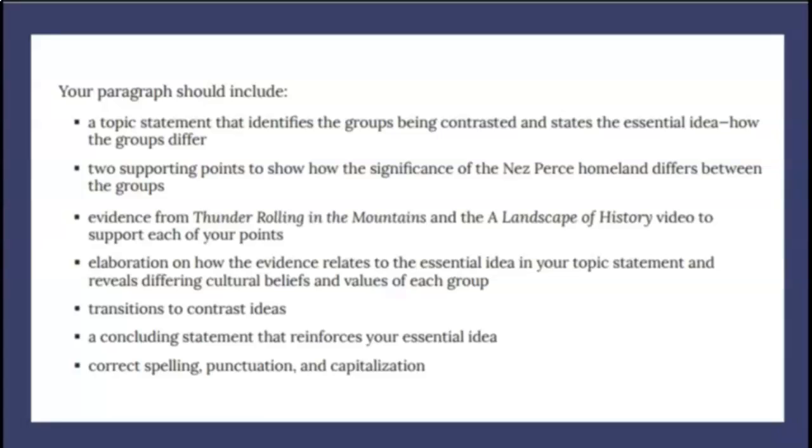Your paragraph should include a topic statement that identifies the group being contrasted and states the essential idea, how the groups differ. Two supporting points to show how the significance of the Nez Perce homeland differs between the groups. Evidence from Thunder Rolling in the Mountains and A Landscape of History video to support each of your points. Elaboration on how the evidence relates to the essential idea in your topic statement and reveals differing cultural beliefs and values of each group. Transitions to contrast ideas. A concluding statement that reinforces your essential idea. And correct spelling, punctuation, and capitalization.